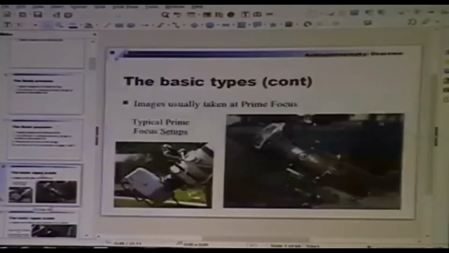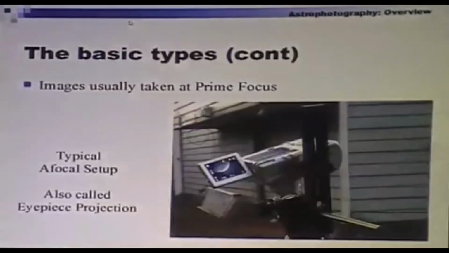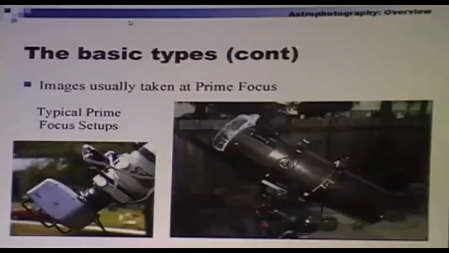So, here we go, slideshow, start from current slide, there we go. This is not what you want to do if you want deep sky work, afocal setup. What you want to do for deep sky work is prime focus. So there you've got yourself a digital SLR, prime focus on a Newtonian. This happens to be a dedicated camera, prime focus of a refractor. That's what you're going to want to do.